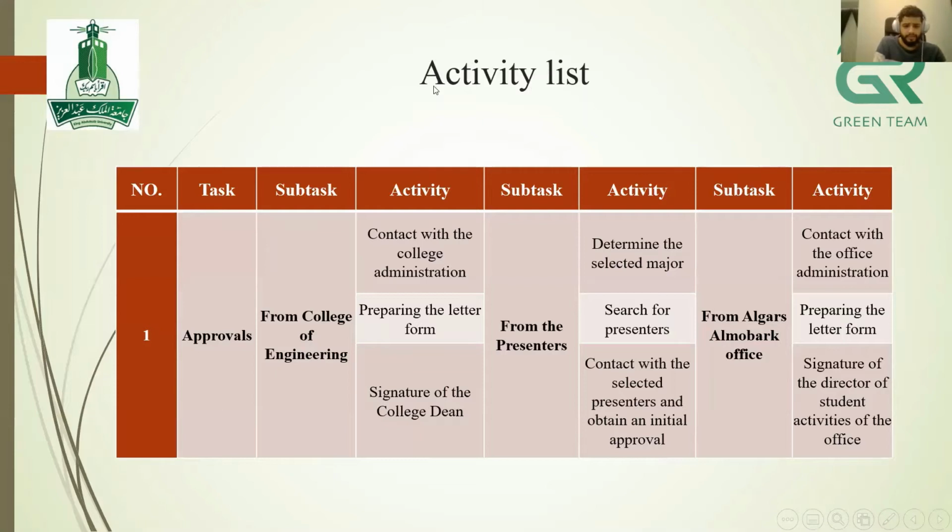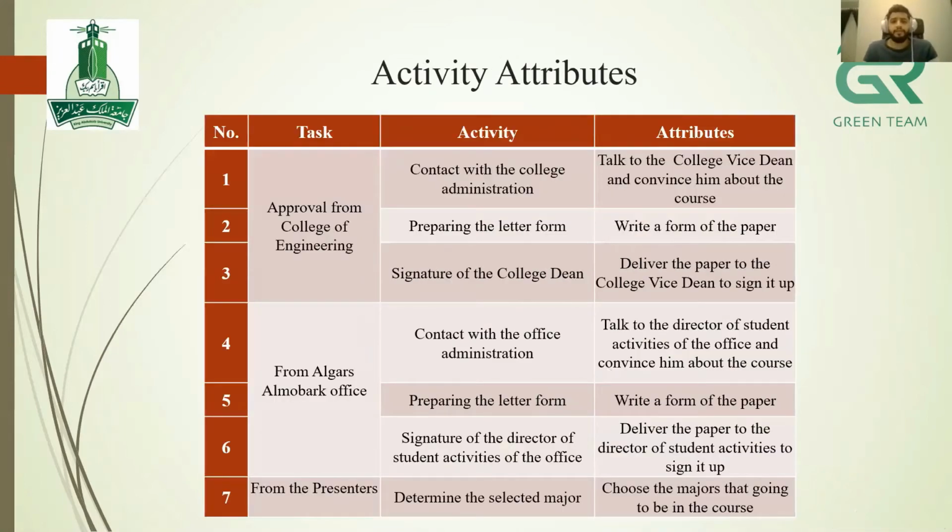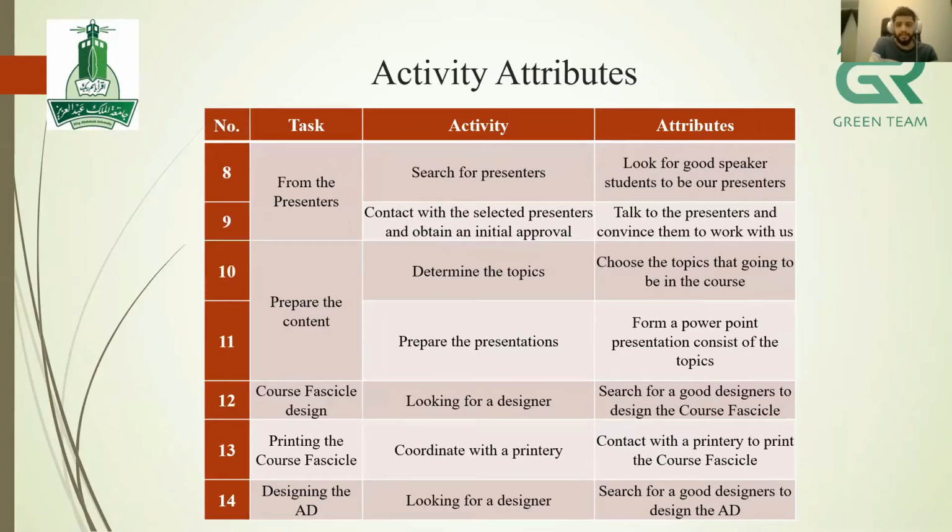Here is one activity. We can see here is the approval. Here is the subtask. Also, here is a subtask for the approval. Here's another subtask, and here is the activity. We can see the activity after the subtask. For activity attributes, we can see here the task, and this is the activity, and this is the attribute. We have the whole activity: the task, the activity, and the attribute.